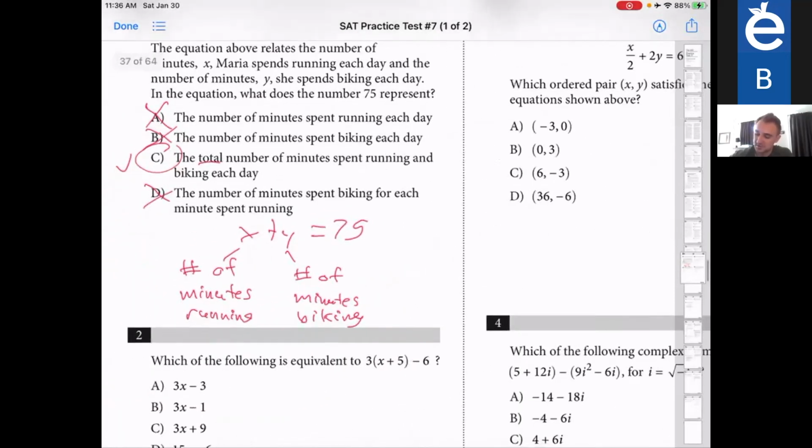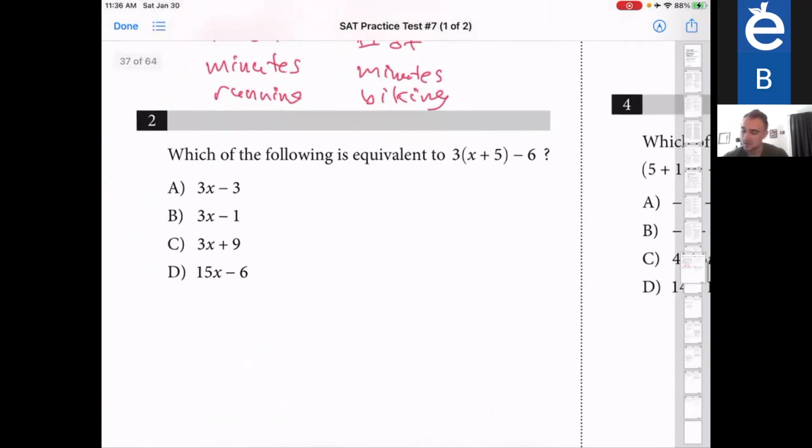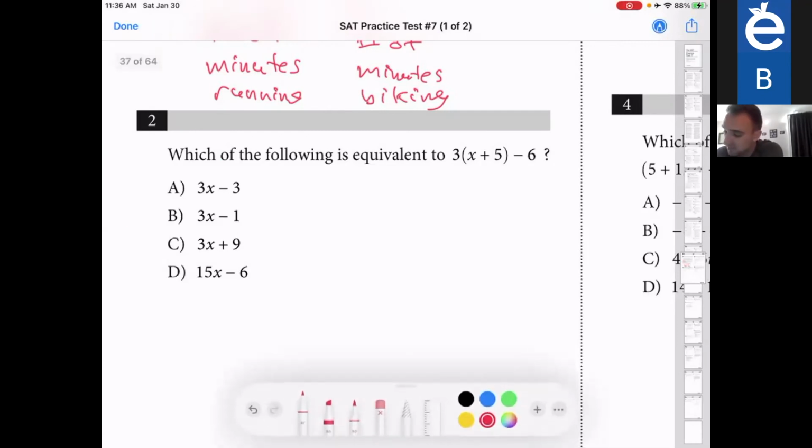Let's jump to number 2. Which of the following is equivalent to 3 times the sum of X plus 5 minus 6? Well, pretty straightforward. We're going to distribute this 3. So 3 gets distributed to the X, we get 3X. 3 gets distributed to 5, we get plus 15. Then we have minus 6.